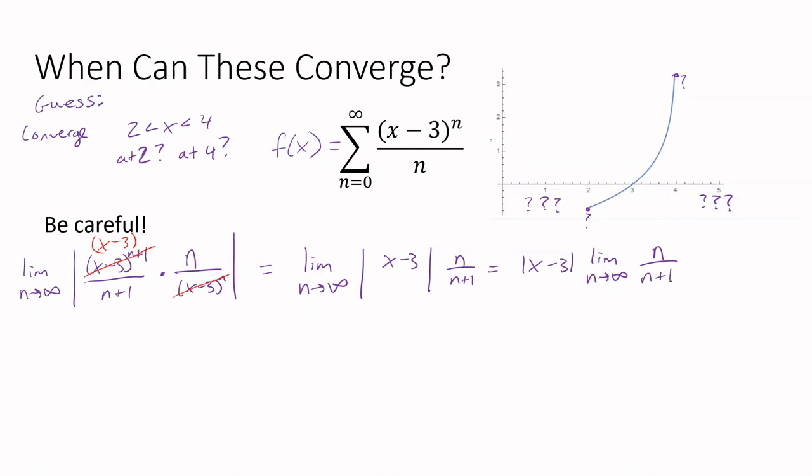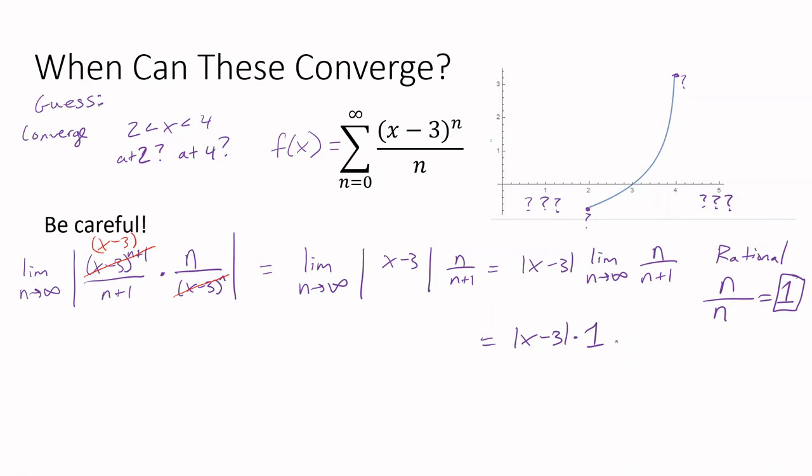And this is a limit we're used to. This is a rational function, so I look at the highest power on top and the highest power on bottom. They have equal power, so I just look at their ratio, and there you go. So my limit here altogether is absolute value of x minus 3 times 1.